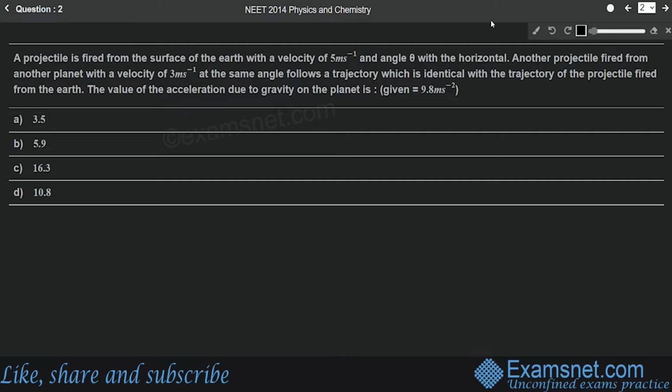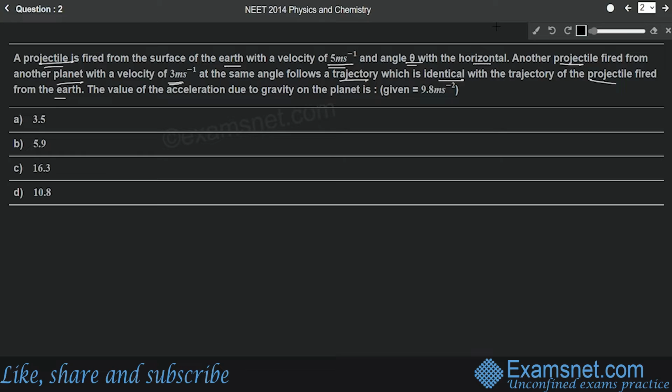Question number 2 is from the chapter Motion in a Plane, and the question is, a projectile is fired from the surface of the earth with a velocity of 5 meter per second at an angle theta with the horizontal. Another projectile fired from another planet with a velocity of 3 meter per second at the same angle follows a trajectory which is identical with the trajectory of the projectile fired from the earth. The value of acceleration due to gravity on the planet is.